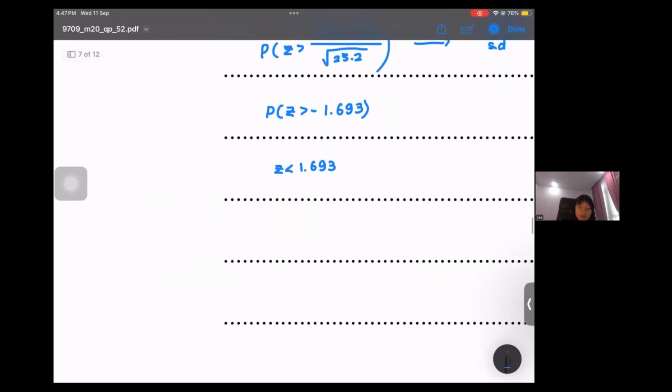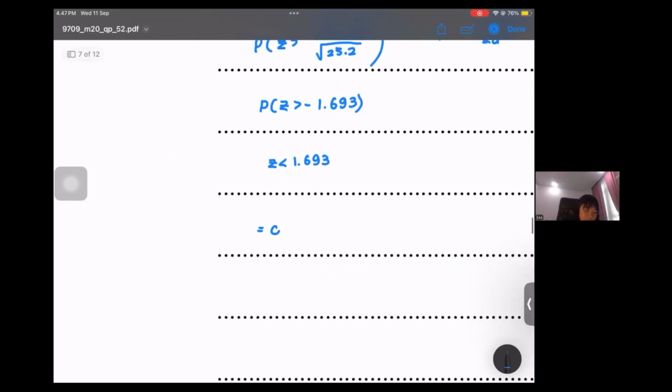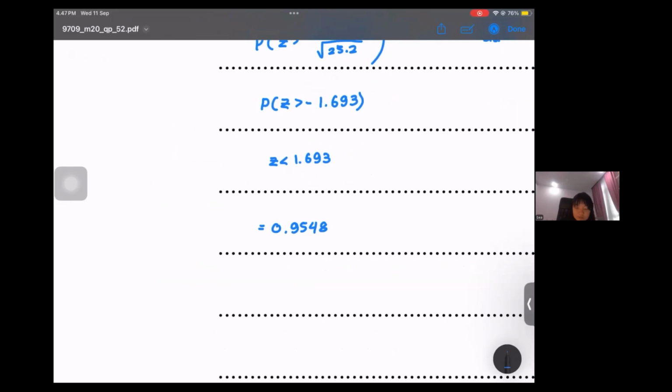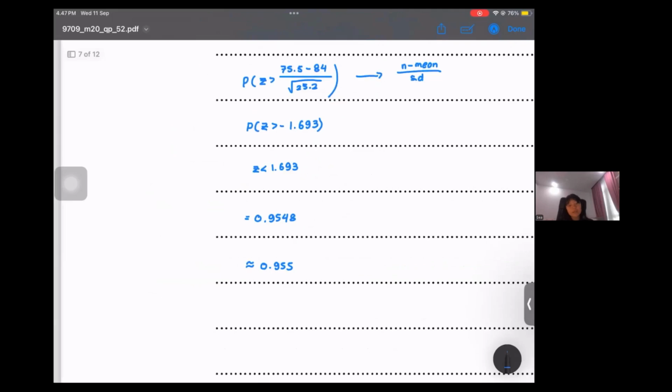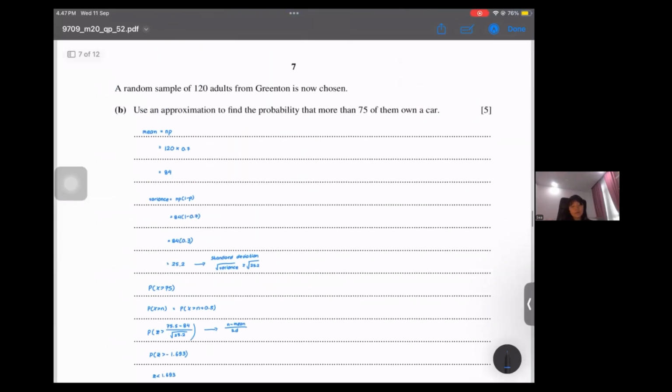You will get the value of 0.9548. Since this is in 4 significant figures, we must change it into 3 significant figures, where our final answer will be 0.955. And that is the end of question 5.